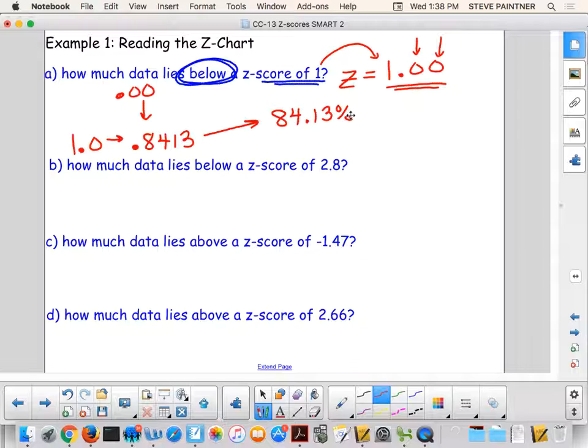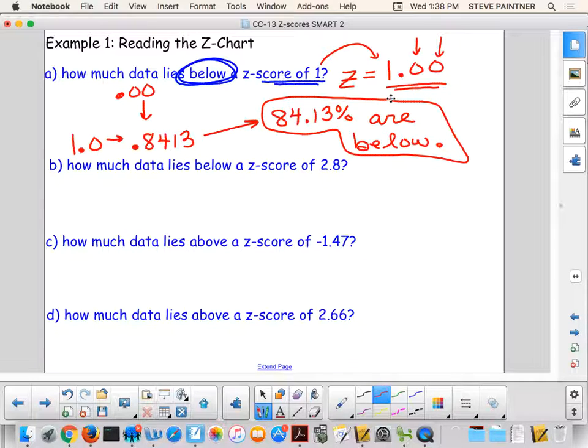How much of the data falls below? 84.13 are below. Okay, there you go. You have to say are below or are above. They're going to ask you how many above or below. So you got to be careful with this.